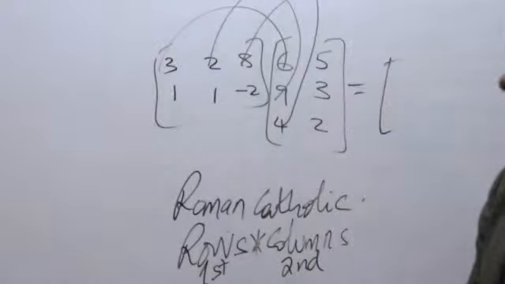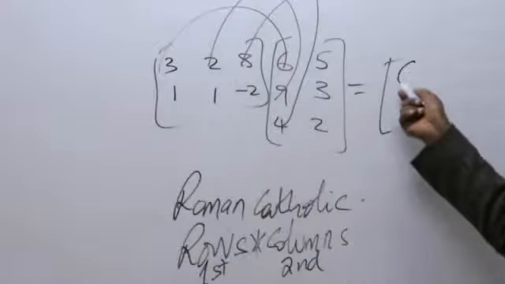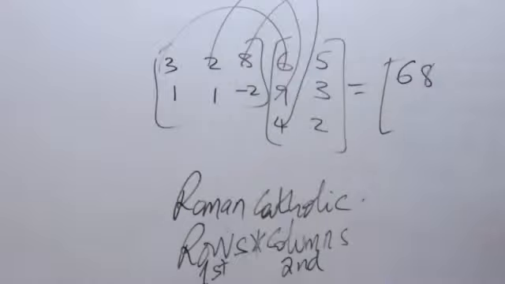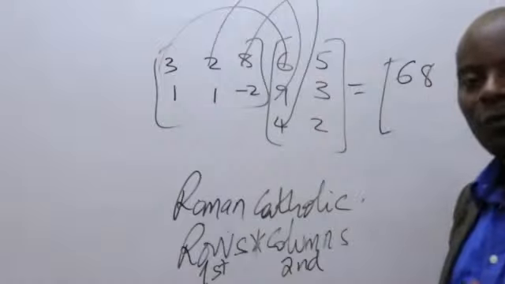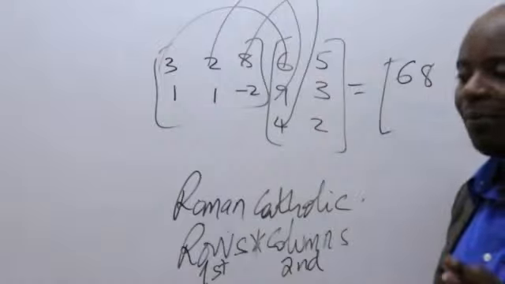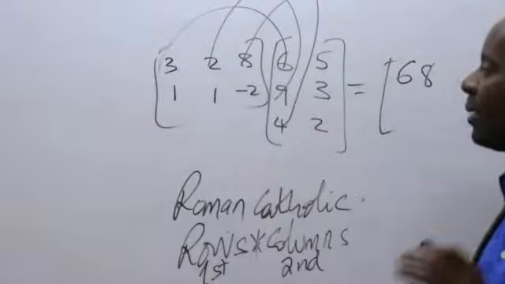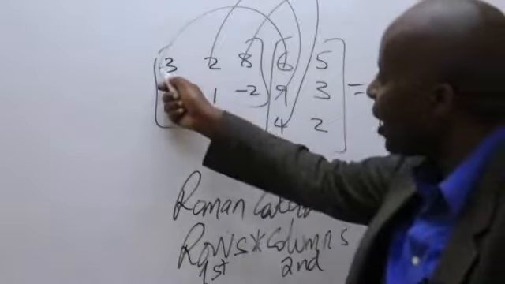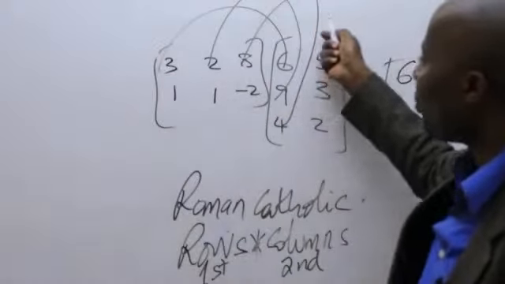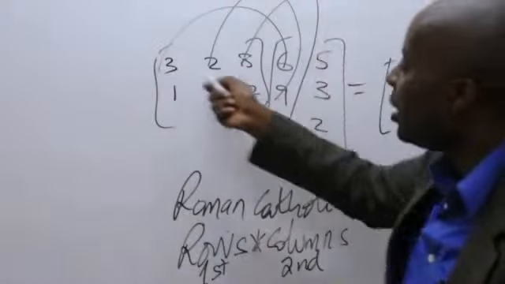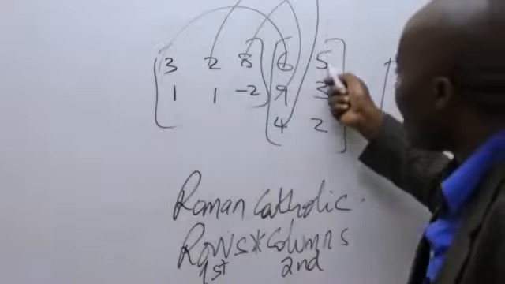They're able to give me 68. Listen to me very well. Matrix multiplication is a very beautiful thing. After I have done this row with this column, the same row has to multiply the second column.